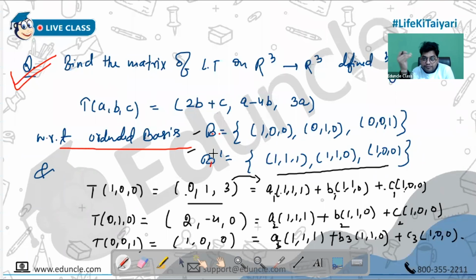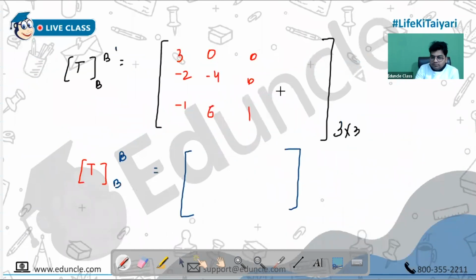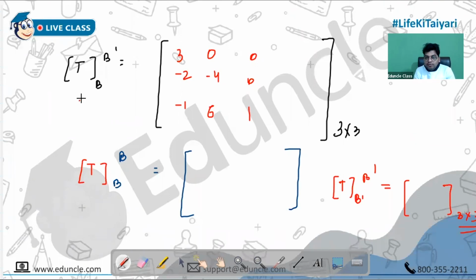But somebody is saying T B to B, generally what do we find, T B to B. And generally if some basis is not given, B dash to B dash, T B dash to B dash, you have some matrix, 3 by 3. The question is, you have T B to B dash, T B to B and T B dash to B dash, what is the relation between these three matrices?